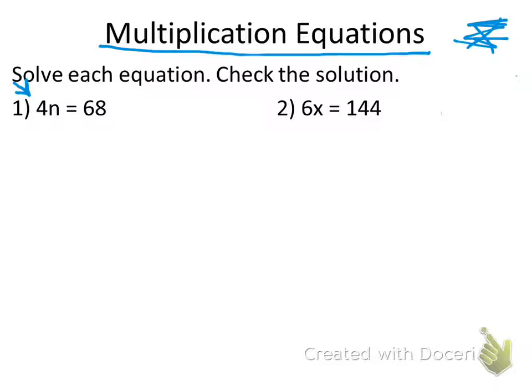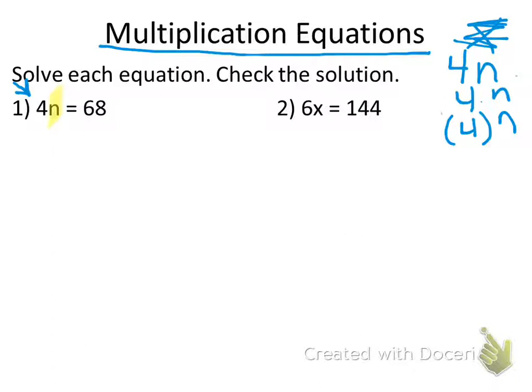From now on, if you see a number and a variable right beside each other, it means times, or you could use the dot, or you could use parentheses. So we know that this equation is telling us that 4 times n equals 68. When we're solving equations, our goal is to get the variable by itself on one side of the equal sign, just like the same goal with addition or subtraction.